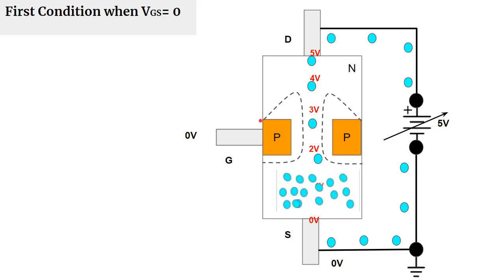But we are using the electric field of the junctions, so that is why it is called a junction field effect transistor. So here we are controlling the flow of current. We are increasing or decreasing the flow of current by changing the width of the channel. If we increase the width of the channel, definitely more current will flow, and if we decrease the width of the channel, less current will flow between the drain and the source.